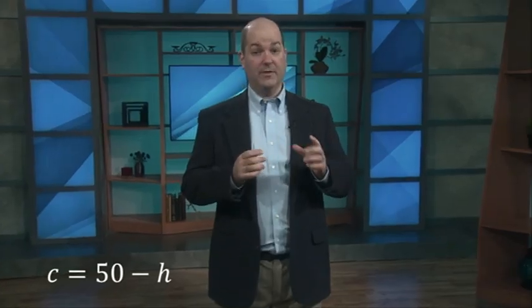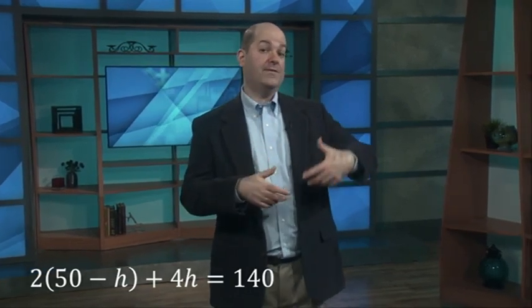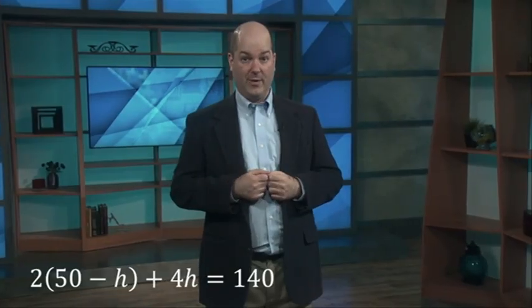In other words, the number of chicken legs is twice the number of chickens, and the number of horse legs is 4 times the number of horses. We can now use standard algebra techniques to solve these 2 equations. The first equation tells us that C is equal to 50 minus H. We can substitute that into the second equation to get 2 times (50 minus H) plus 4H equals 140.